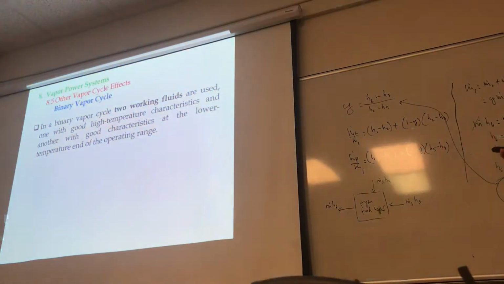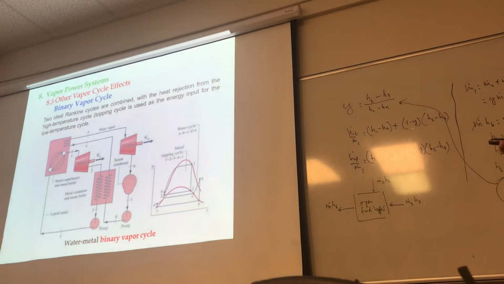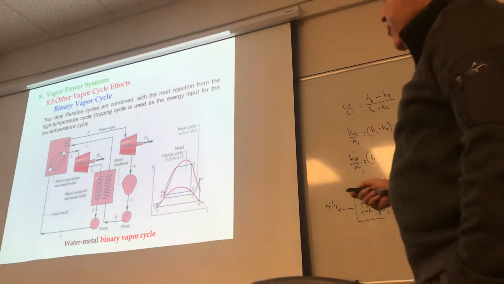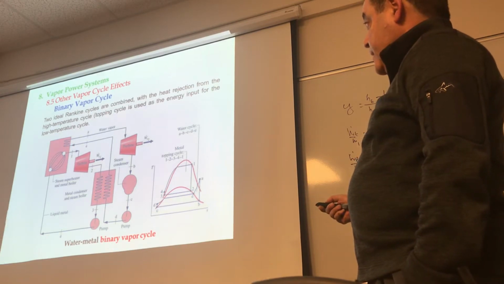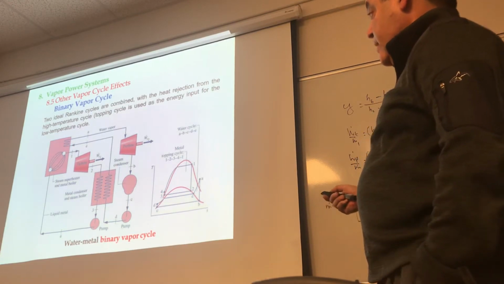So, for example, in here, what do we have? We have two ideal Rankine cycles combined, with heat rejection from the high temperature cycle, the topping cycle, used as the energy input for the low temperature cycle. So this is where it is happening, see? This is the high temperature one, you come in and the heat is exchanged into the other one, right? Instead of throwing it away, you are using it as input to the other one.